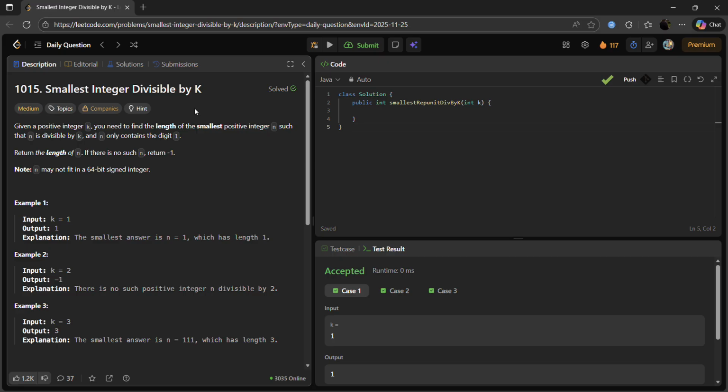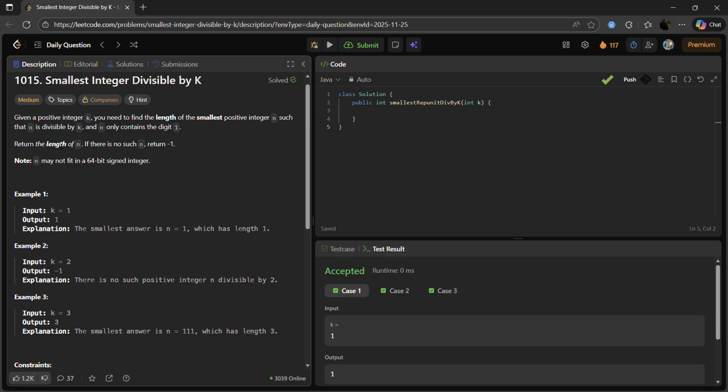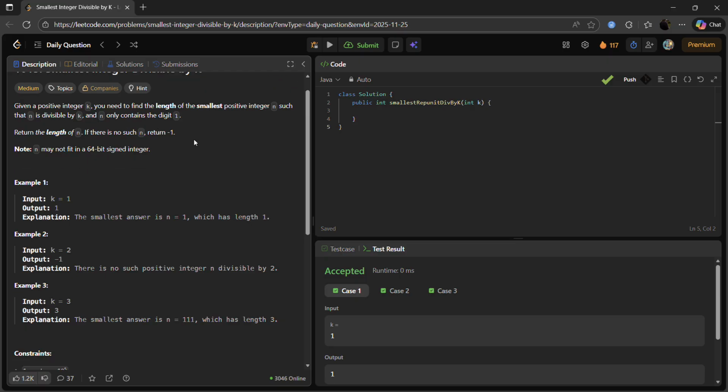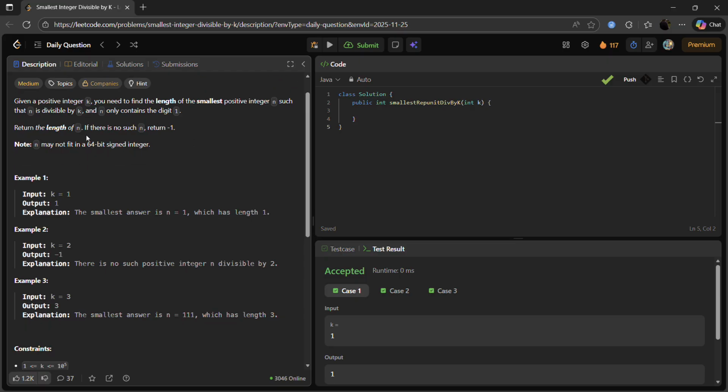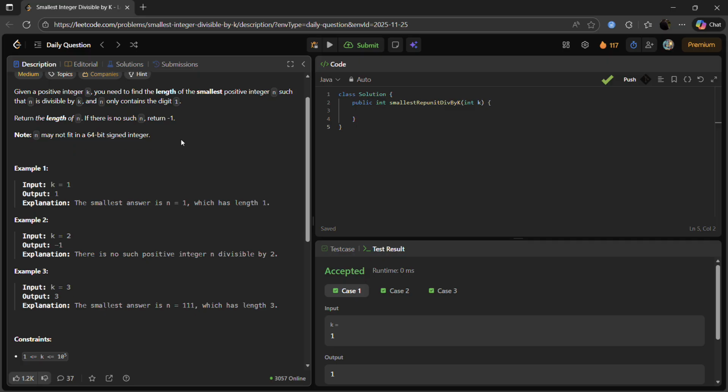Okay, so in today's class what we are going to see is the smallest integer divisible by k, which is a strike problem on LeetCode 1015. So the problem statement is, given a positive integer k, you need to find the length of the smallest positive integer n such that n is divisible by k and n only contains the digit 1. Return the length of n. If there is no such n, return minus 1. So n may not fit in a 64-bit signed integer.